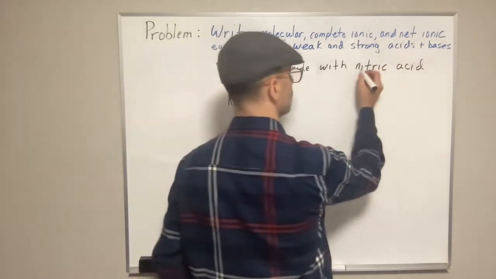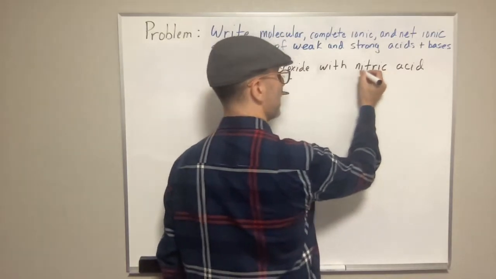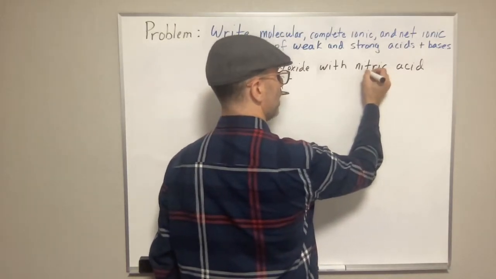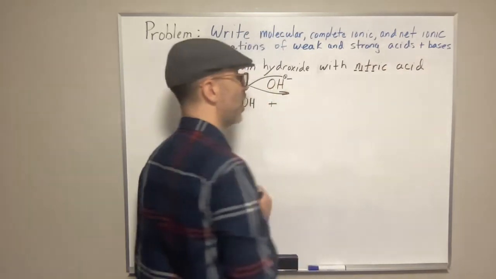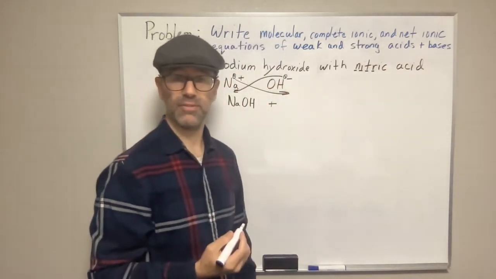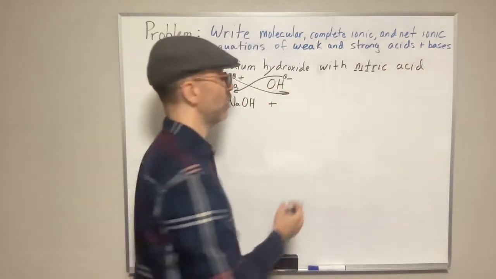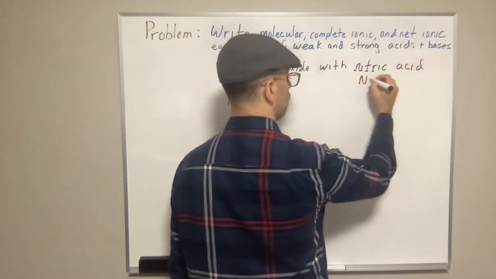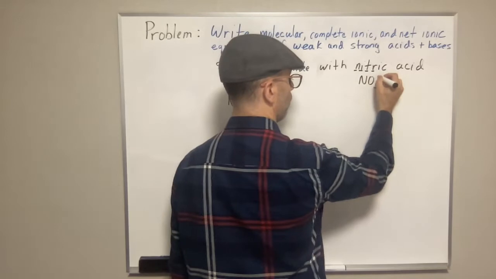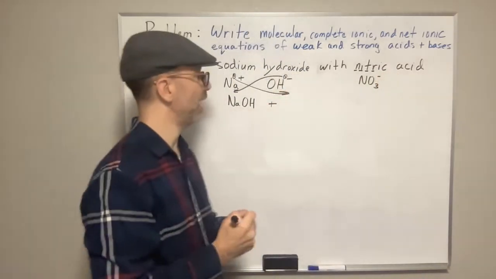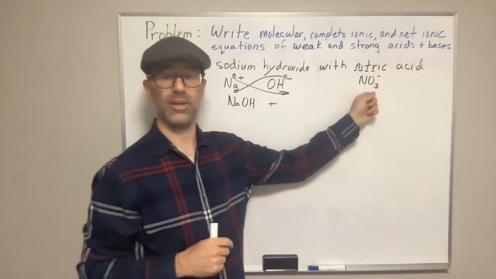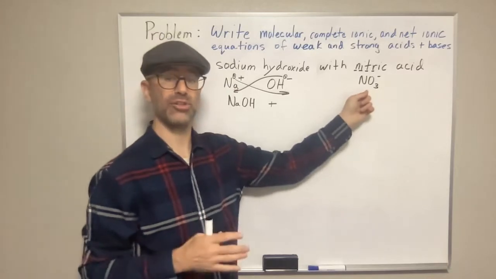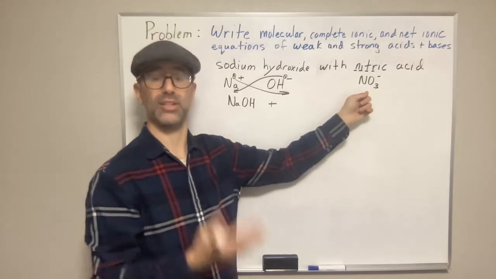So nitrate. So NITR is the beginning of nitrite, and we know that this is nitrate because of the IC ending. So we have that as our nitrate ion. And so the acid is when we add hydrogens to this to balance the charge.